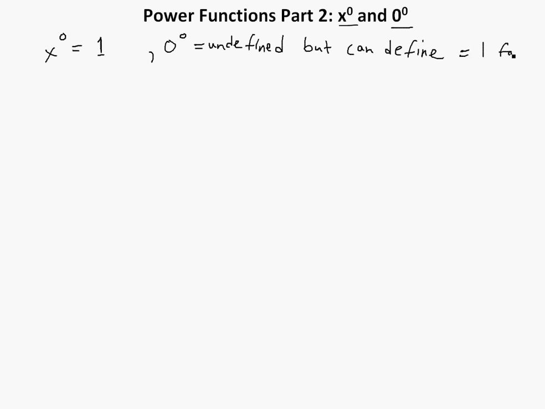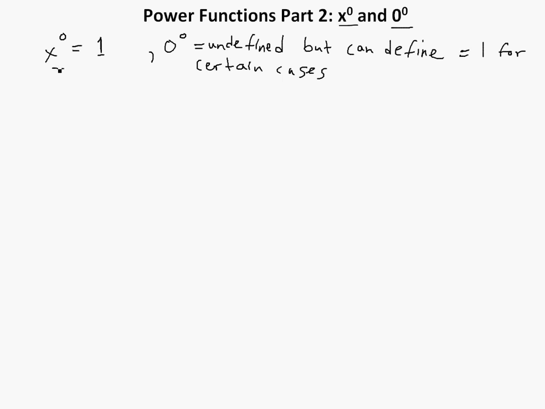Today we're going to continue on the power function. We're going to discuss x to the power of 0 and 0 to the power of 0, and what they are. You know from my previous video I showed the definition: x to the 0 is supposed to equal 1. And 0 to 0, this one is tricky. This one is actually undefined. I'll show you why, but you can also set it equal to 0, or you can define it equal to 1 for certain cases.